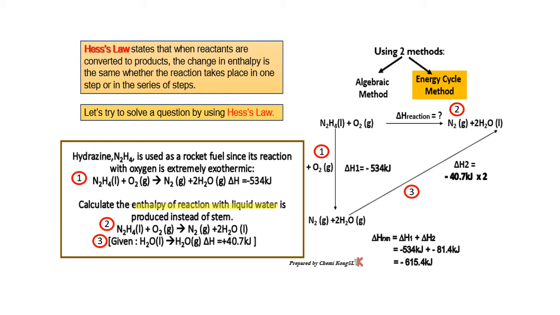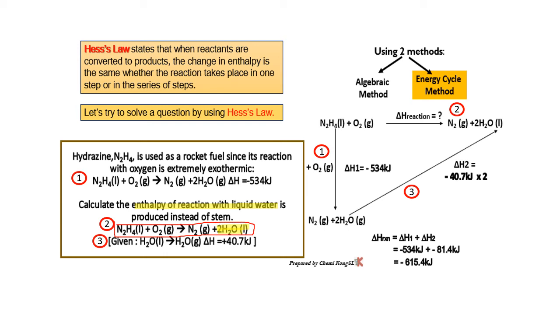So you check the equation, which one has liquid water produced? The answer is this one. So meaning that equation 2 is the targeted equation. If in the question we're not sure which one is the targeted equation, you have to read the question carefully and analyze it. This one is the targeted equation, so that's why we put it on the top.